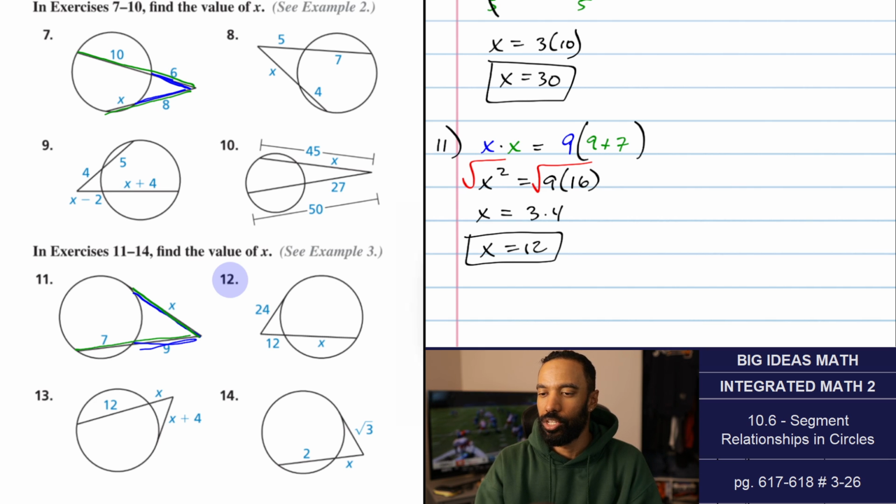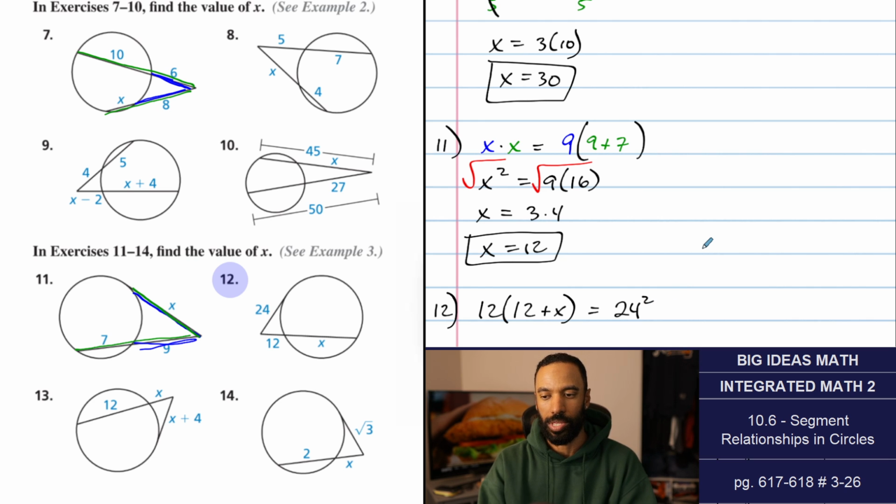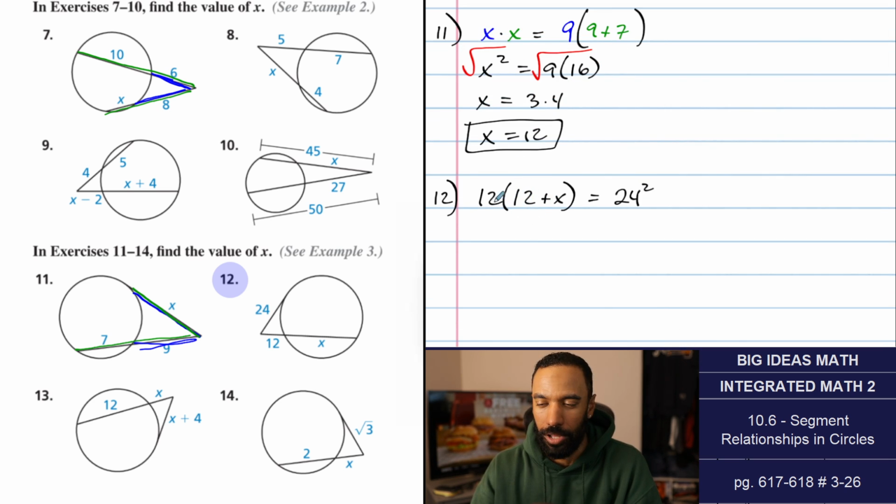Number 12, we'll once again do outside times whole equals outside times whole. Let's look at the 12 times 12 plus x. That's an outside times whole there. And 24 times itself, outside times whole. So that's 24 squared. So you can set it up that way still, but I'm still going to call it like I just did.